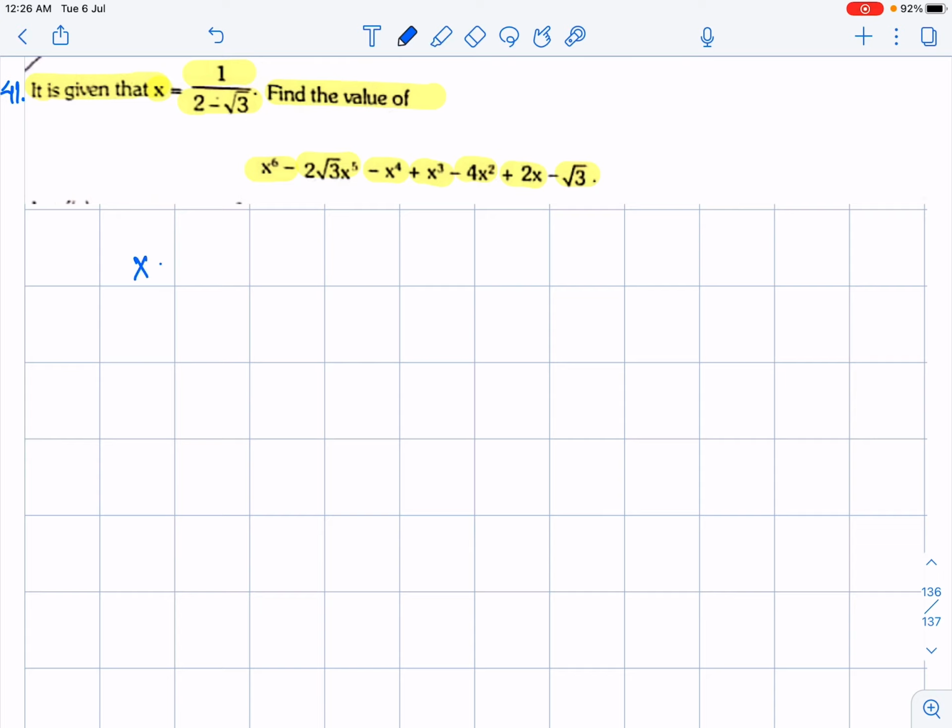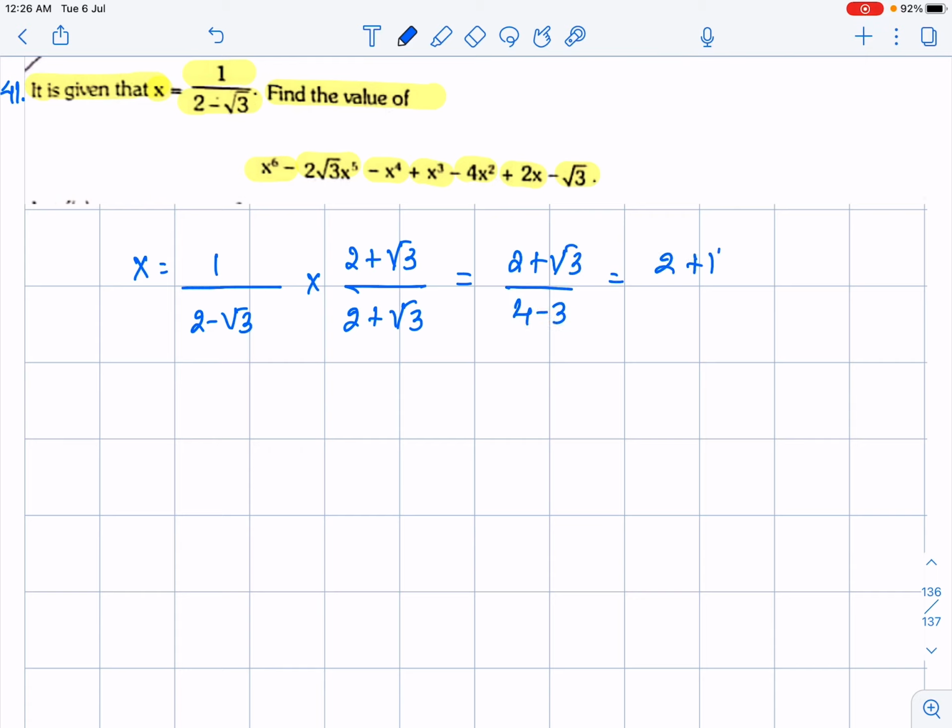So x is equal to what is given to us? 1 upon 2 minus root 3. When I rationalize it, we get 2 plus root 3 in numerator and 2 plus root 3 in denominator. So that will become what? 2 plus root 3 divided by 4 minus 3, that is 1. That is 2 plus root 3 only.